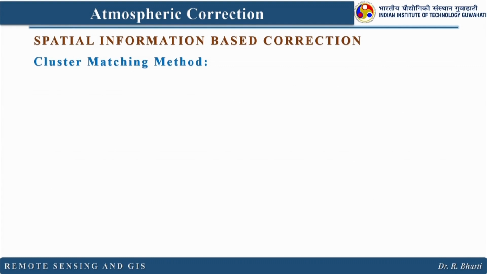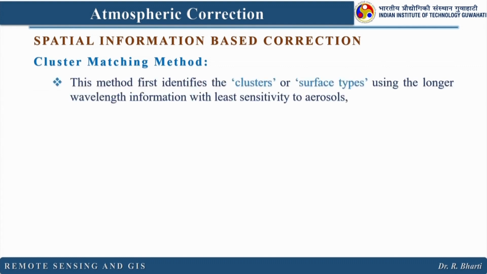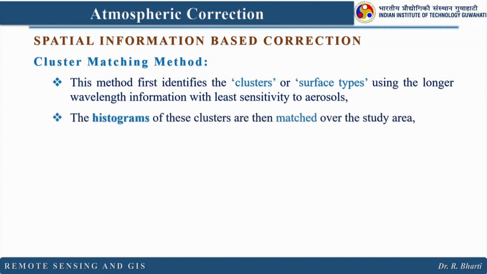Next is cluster matching method. In cluster matching method, basically it identifies the clusters or surface type using the longer wavelength information with least sensitivity to aerosol, right. So, what do you mean by this cluster?